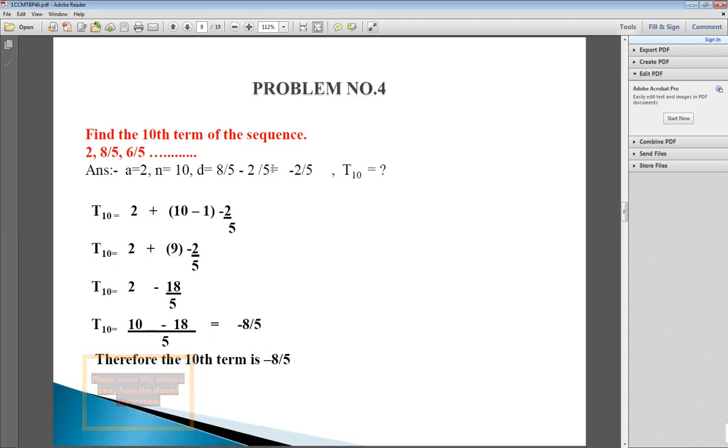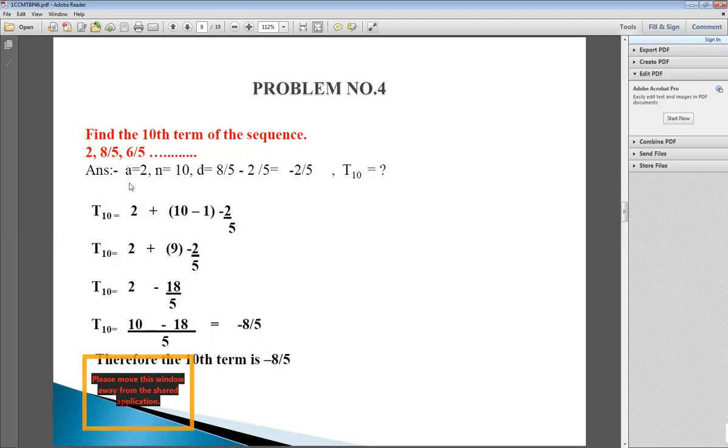The value 2 becomes 2 by 1. So for 5 and 1, the LCM is 5. Therefore, 2 by 1 becomes 10 by 5. 8 minus 10, the difference is minus 2 by 5.